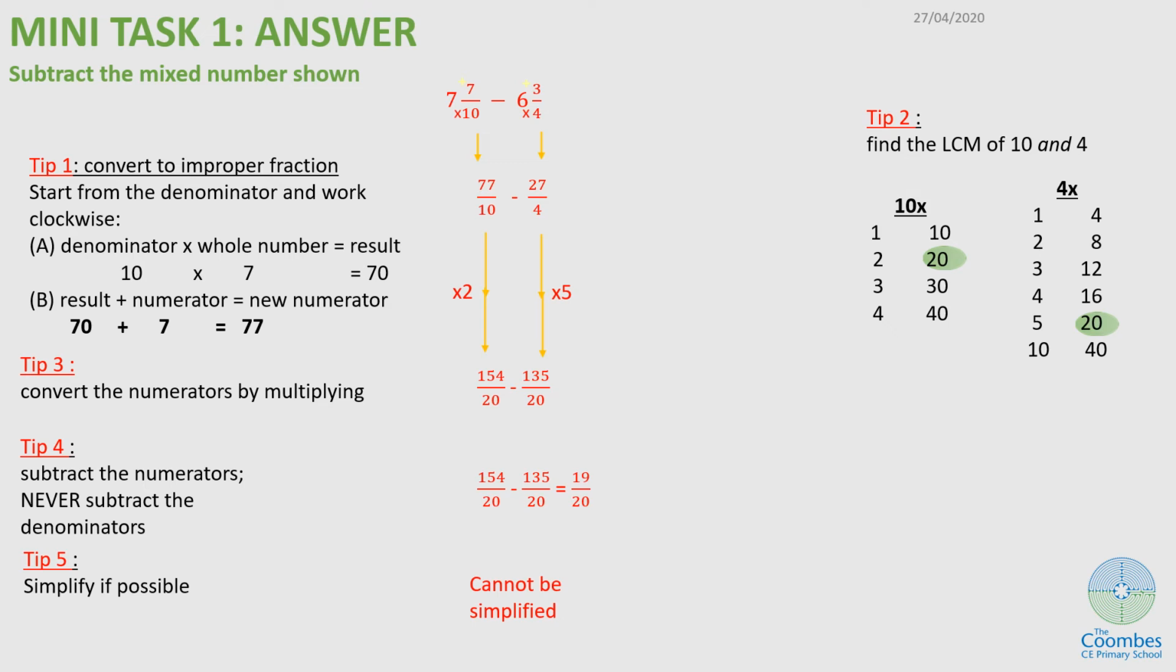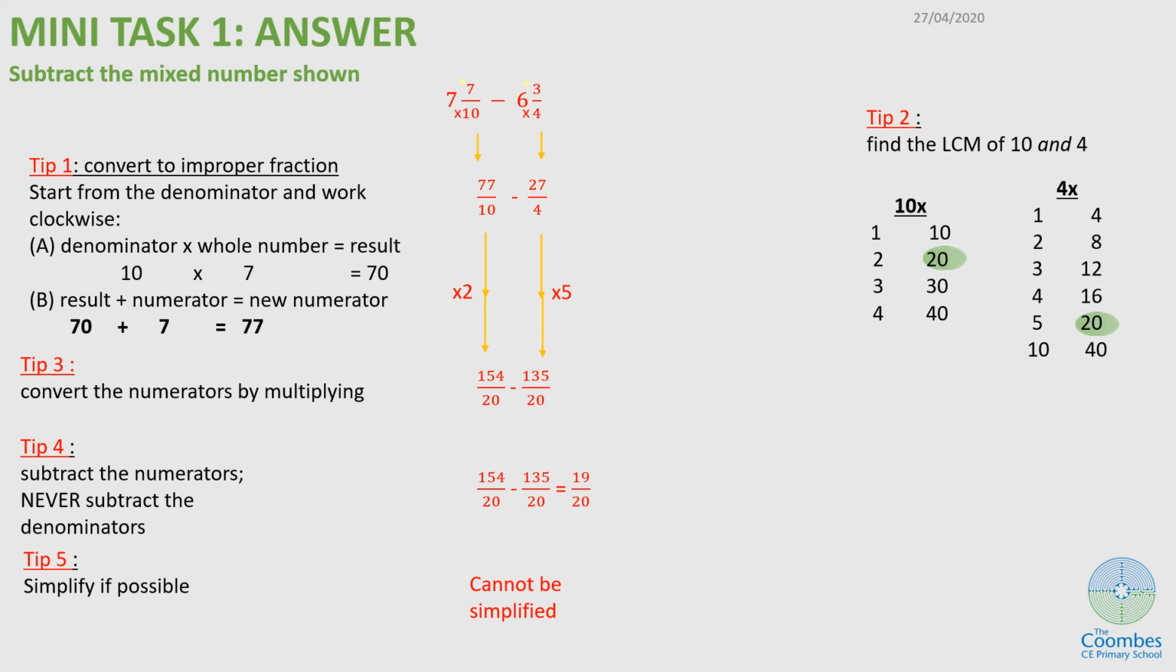Now, as you can see, these fractions have different denominators. Before I can subtract, they must have the same denominator. So how do I go about working out my fraction with the same denominator? I have to work out the lowest common multiple. So come with me to the right hand side where I'm going to show some working.